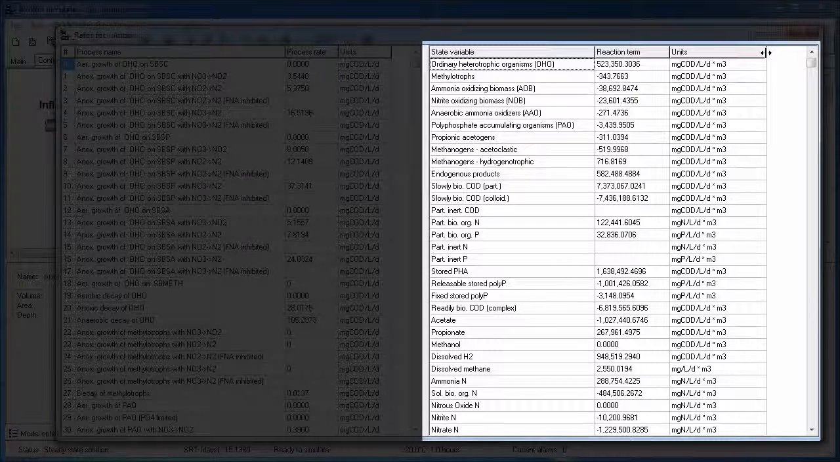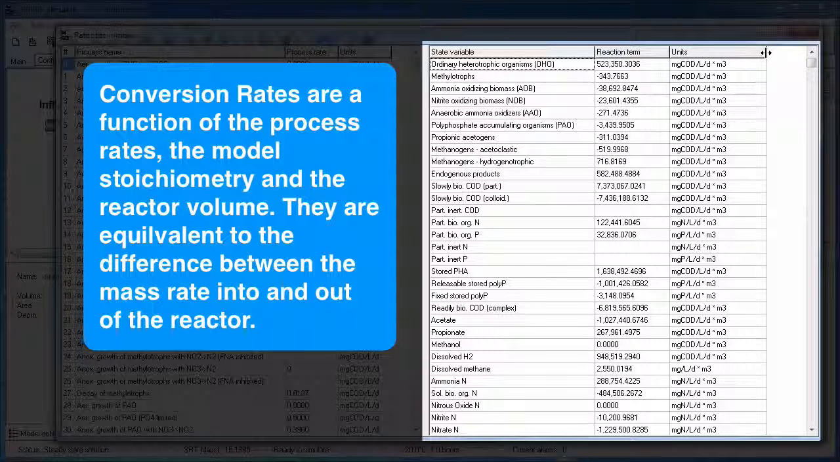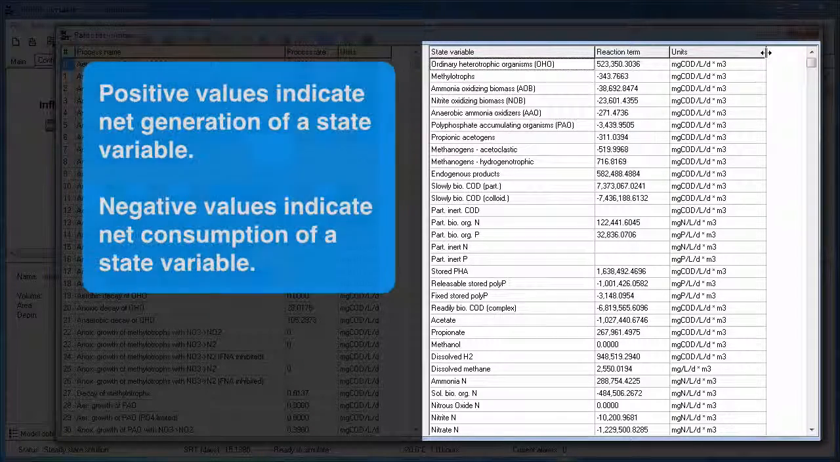In the right pane, the net conversion rates, or the reaction term, for each of the state variables are shown with units of milligrams per liter per day times cubic meters. These conversion rates are a function of the process rates, the model stoichiometry, and the reactor volume, and are equivalent to the difference between the mass rate into and out of the reactor for a particular state variable. Essentially, they summarize the generation or consumption of state variables in a reactor. So if the net conversion rate is positive, that means that there is a net generation of that state variable in the element. And if the net conversion rate is negative, that means that there is a net consumption of that state variable in that element.